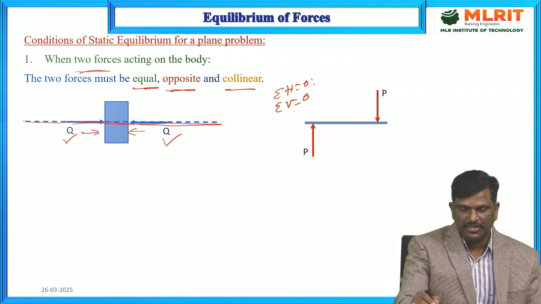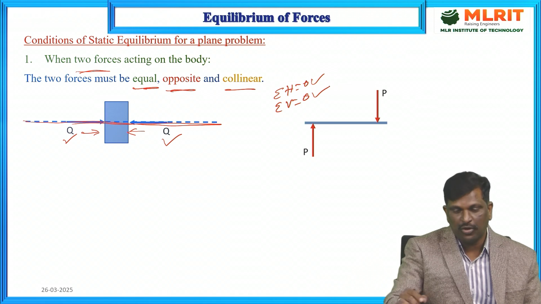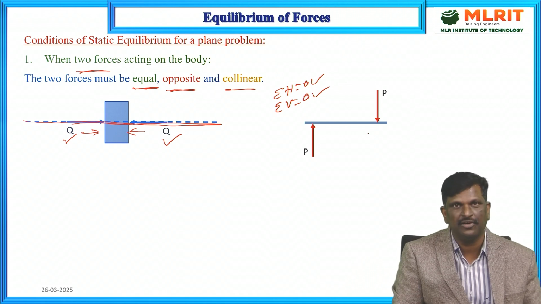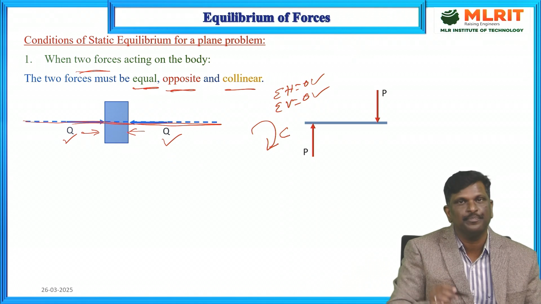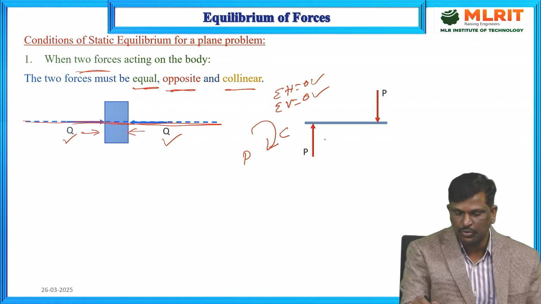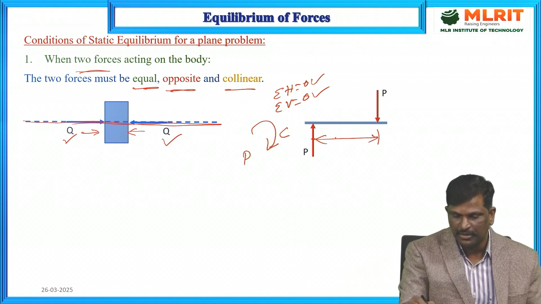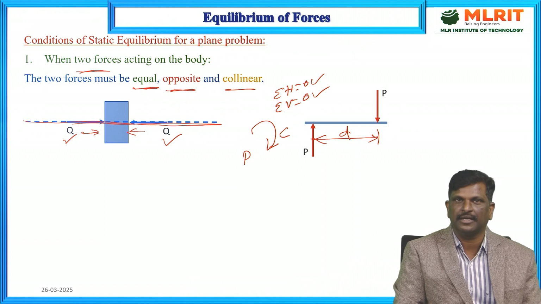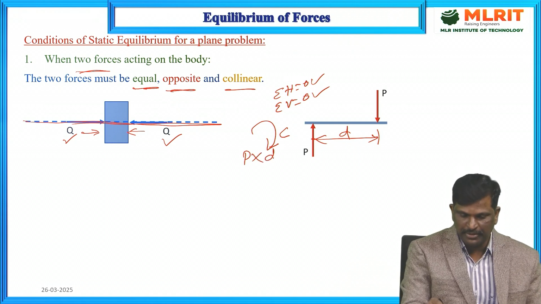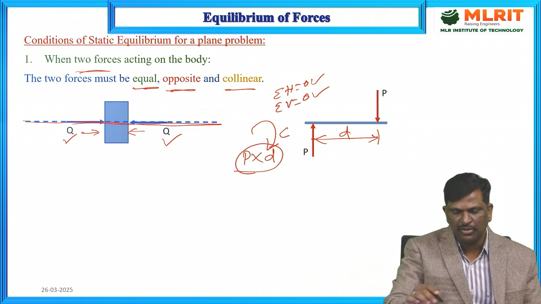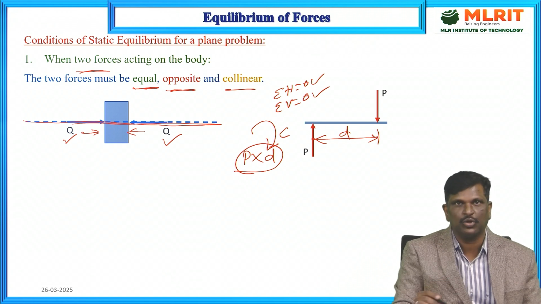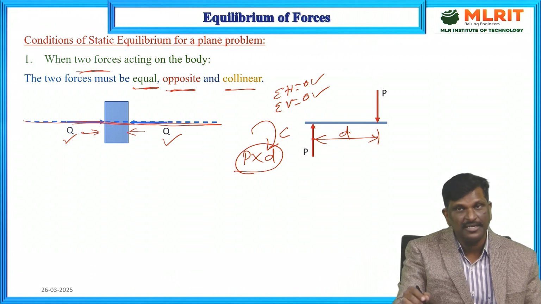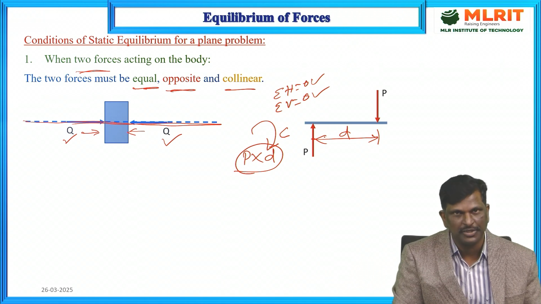Even though sigma H and sigma V are 0, the body is under the tendency of an unbalanced clockwise couple of intensity P into D, where D is the distance between the two parallel forces. P into D is the couple. The body is under the tendency of clockwise rotation. So, this is not under static equilibrium. This is under the tendency of rotation, right?